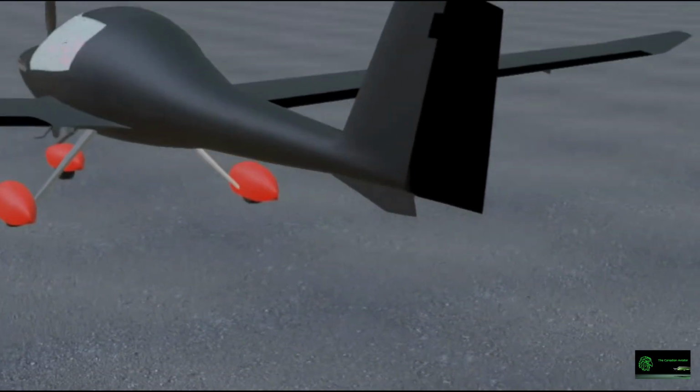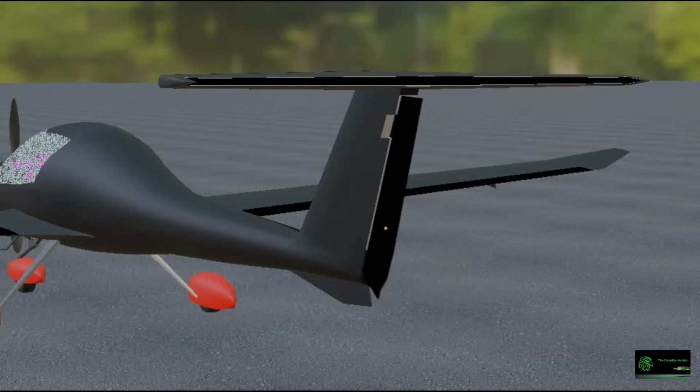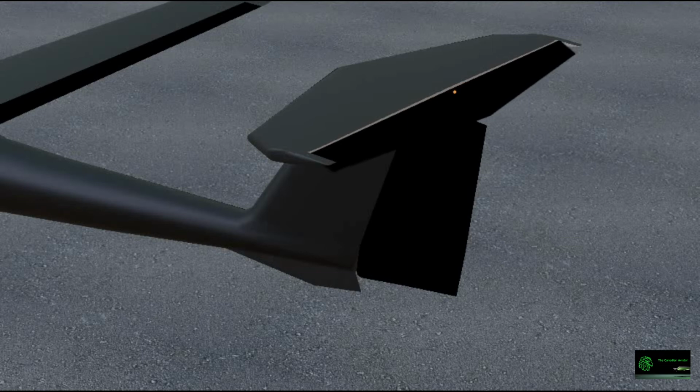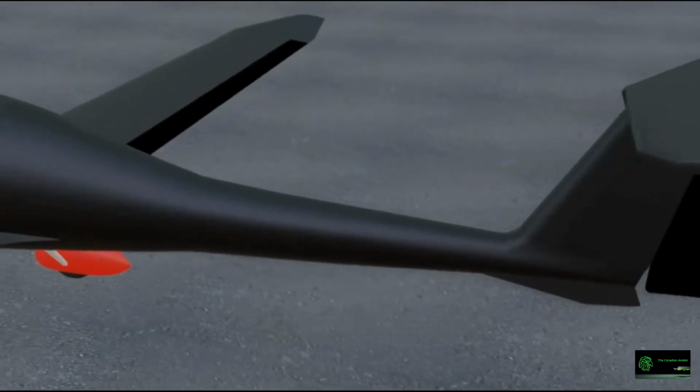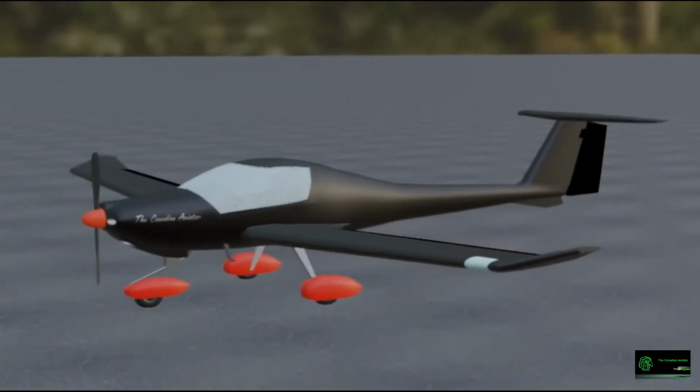Here on the vertical stabilizer we have the rudder. It controls the side-to-side motion, or yaw. On the horizontal stabilizer we have the elevator, which controls pitch movements. And that's it, a basic introduction to the parts of an airplane.